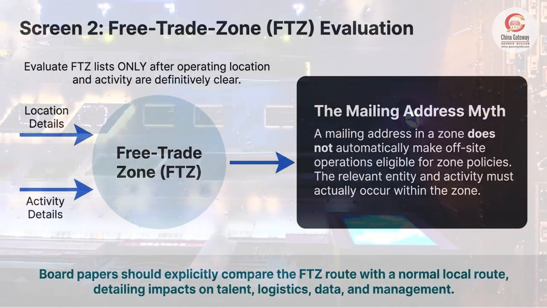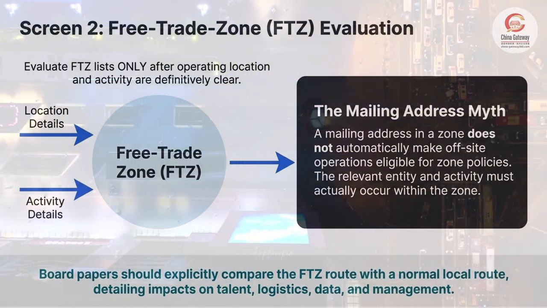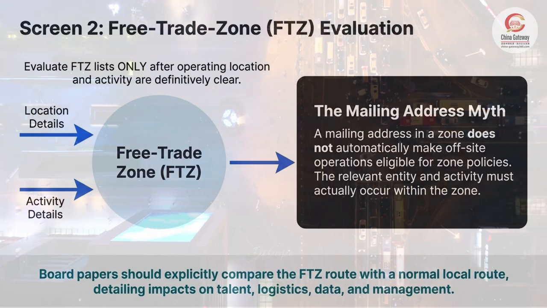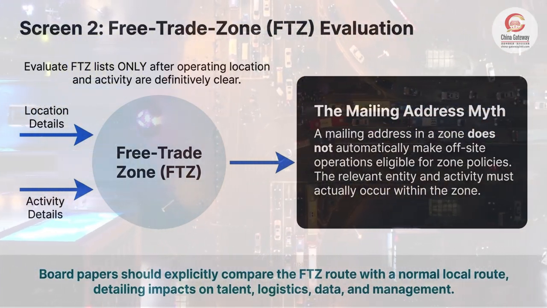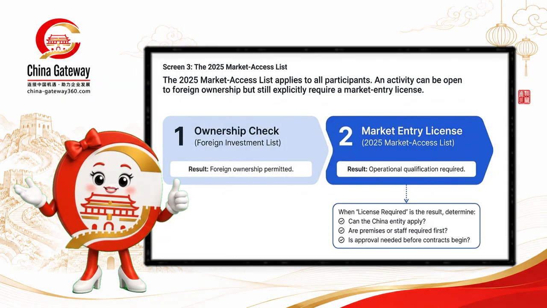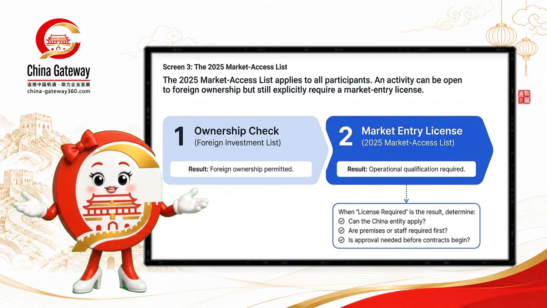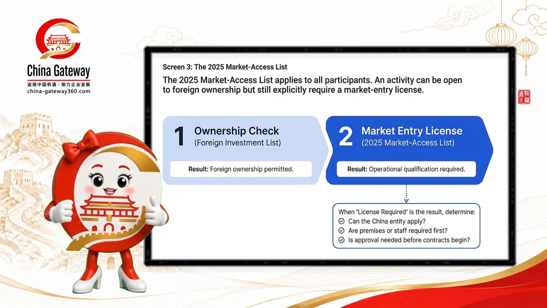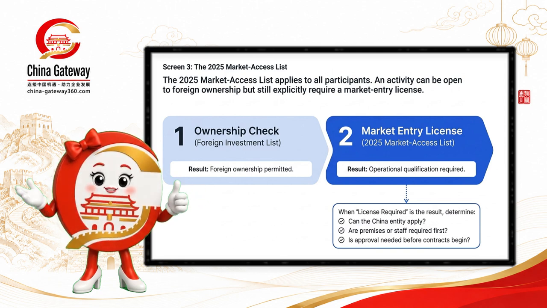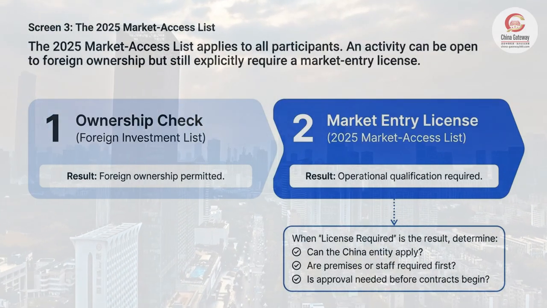Next up is Screen 2, which involves free trade zones. While these zones do offer alternative access frameworks, you should only evaluate them after your specific operating location and activities are completely nailed down. And we really need to dispel what we call the mailing address myth. Simply having a registered address inside a zone does not magically make your offsite operations eligible for those favorable policies. The activity actually has to happen there. Board papers should always explicitly compare the FTZ route with a standard local route to grasp the real-world impact on logistics and talent.